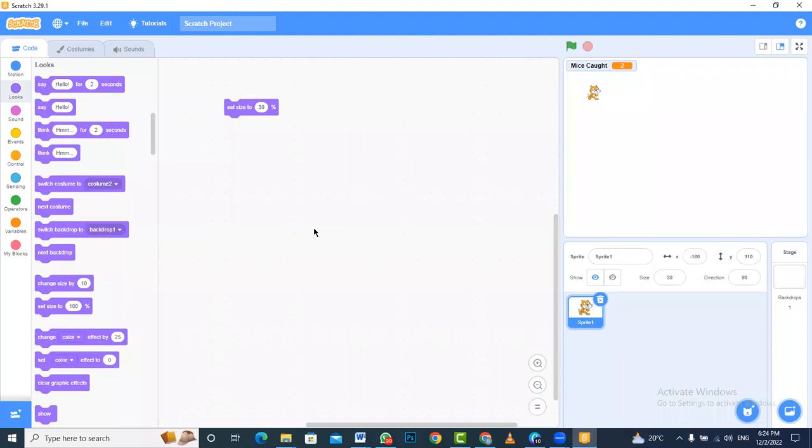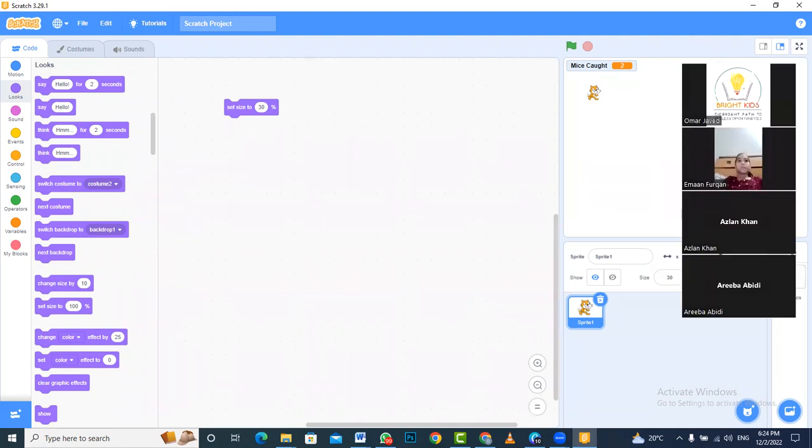We have already used the pen tool in one lesson, right? Who remembers that? Sir, I remember. You remember. Okay, we used the pen tool.